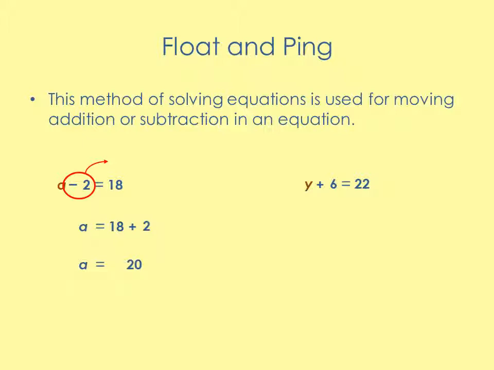If we look at the second formula on the right hand side, we want to find y. So to find out y, it needs to be on its own on the left hand side of the equal sign. So again, we're going to use the same technique, float and ping. The +6 is going to float over the equal sign, and as soon as it goes over the equal sign, it's going to become a -6. So let's see how this works. As you can see, the +6 floats over, and as soon as it goes over the equal sign, it pings over to a -6. Therefore, the answer is 16.